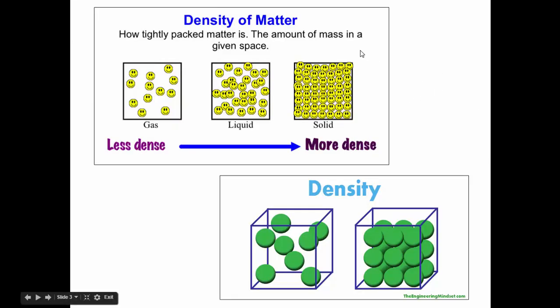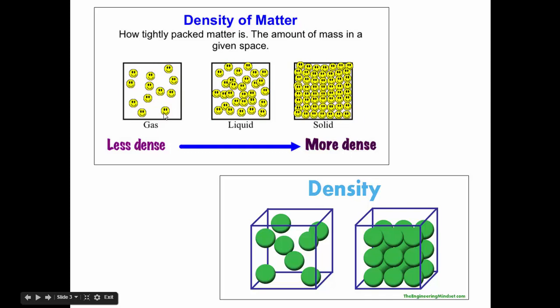So we're looking at matter. It's how tightly packed matter is, or the amount of mass in a given space. 8th graders will remember back to our talk on solids, liquids, and gases. Our gas is less dense. If each smiley face represents mass, or matter, you can see that there are only a few smiley faces in the square, and the square represents the volume, or the space that the object takes up.